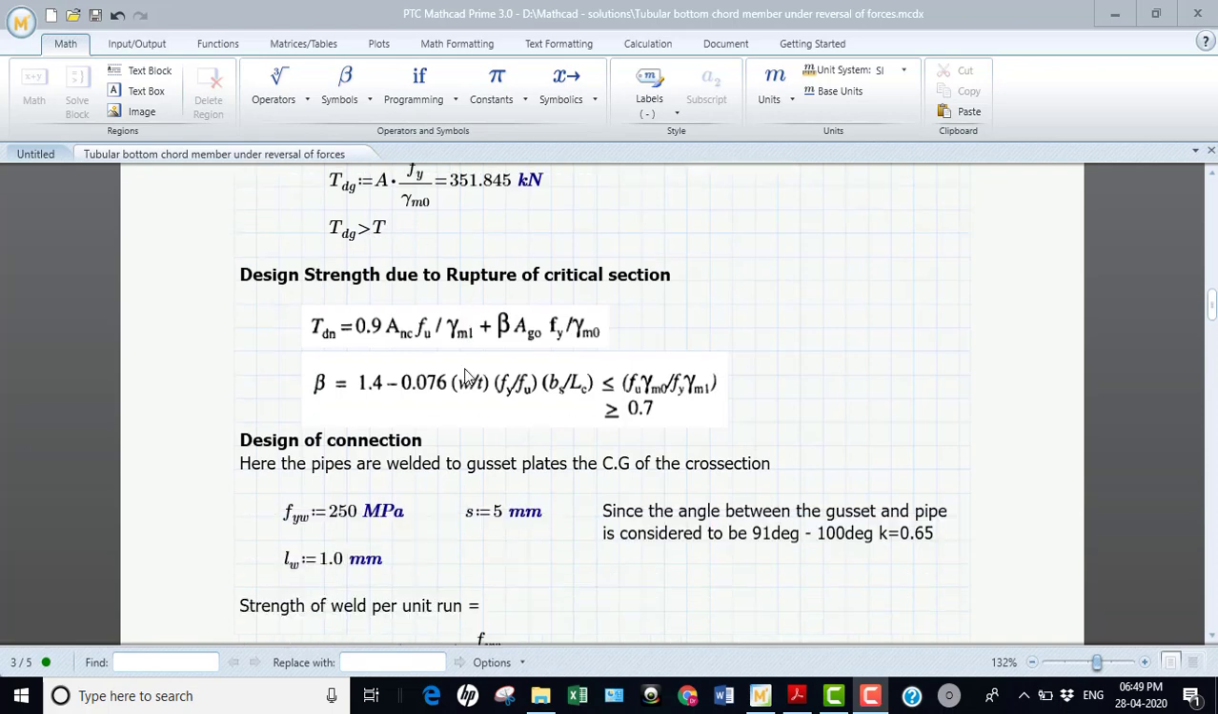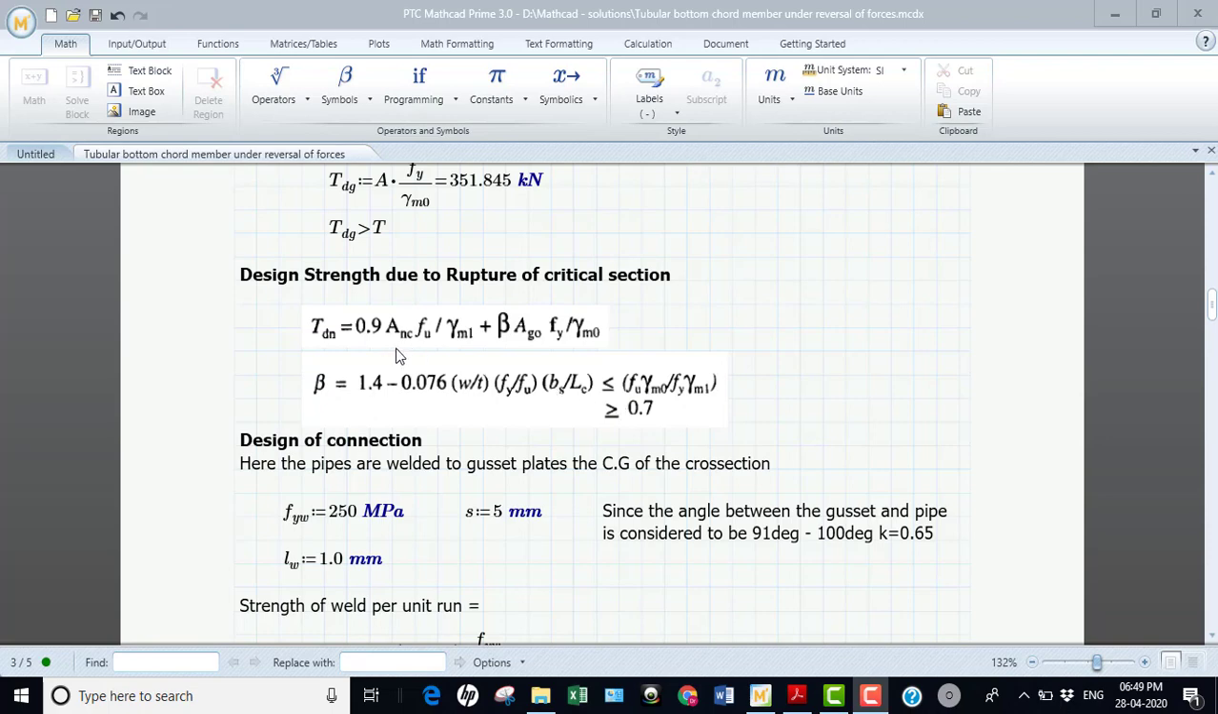Then the second criterion is rupture at critical cross section, where I have taken this expression because it is suitable for all rolled sections. It may be an open section like angle, channel or I section. It is also suitable for rolled closed sections.